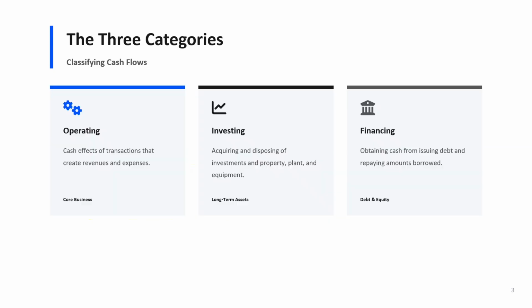The statement of cash flows categorizes all activities into three areas: operating, investing, and financing. The operating section tracks cash effects of transactions that create revenues and expenses. Investing is related to long-term assets, acquiring and disposing of investments and property, plant and equipment. If the company buys or sells property, plant and equipment, the cash coming or going from this activity goes into the investing bucket. And financing is related to debt and equity. Financing is related to obtaining cash from issuing debt and repaying amounts borrowed.